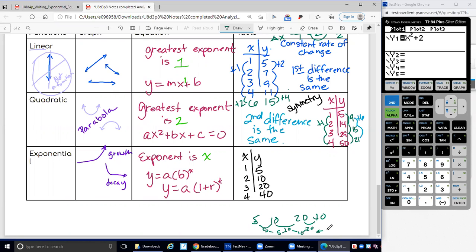No, because my second difference is different, right? So that second difference is not the same. So that's not quadratic. So do you see another pattern? Or you want a lifeline?